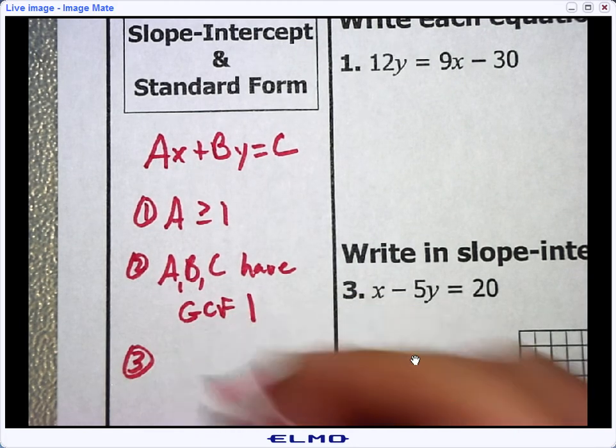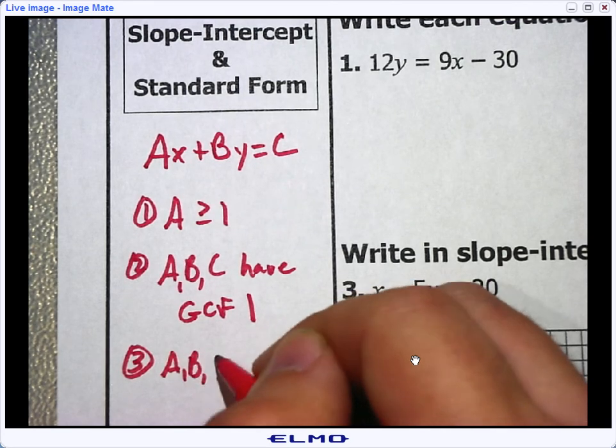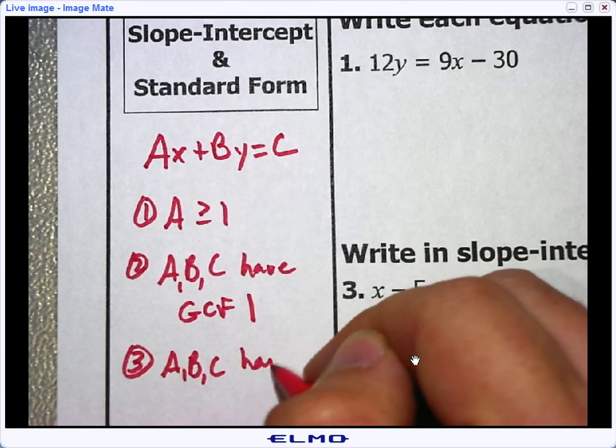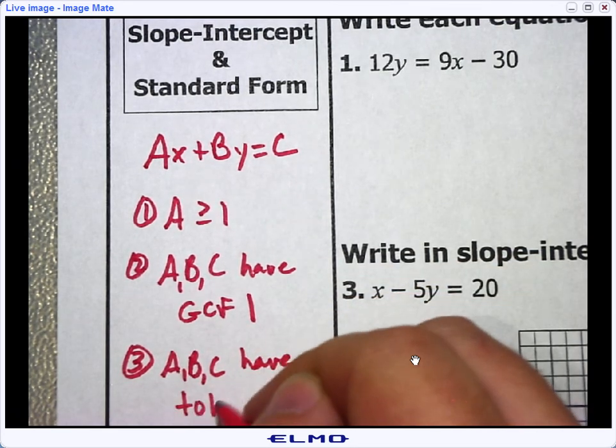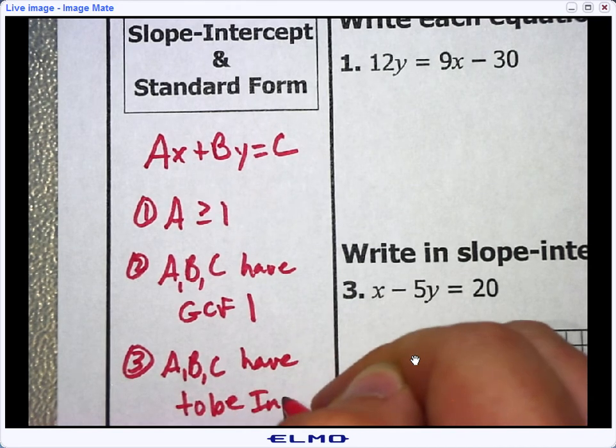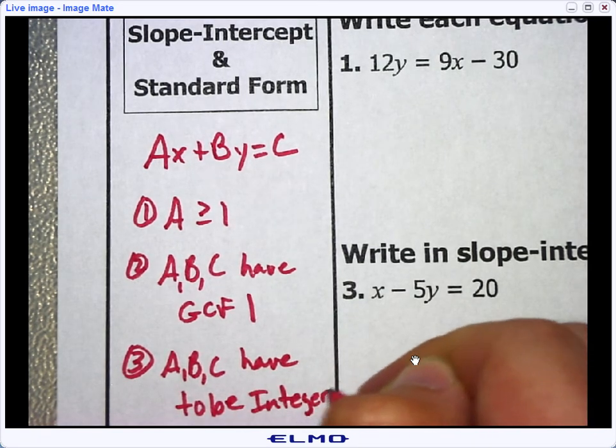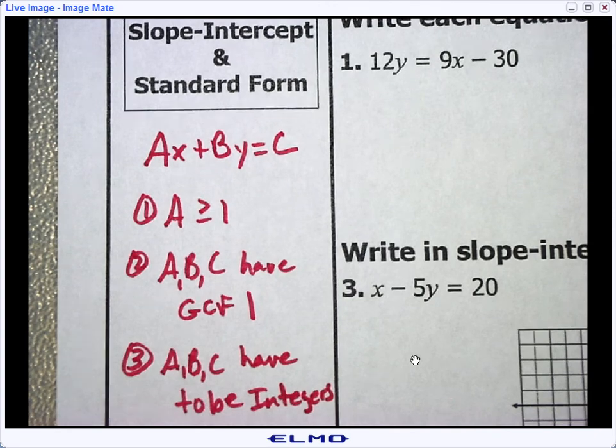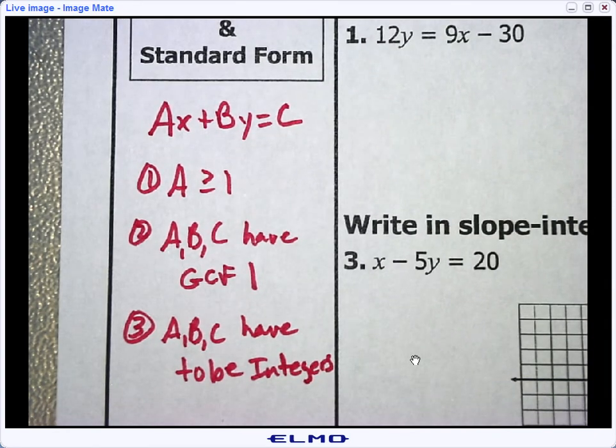And the third condition, the A, the B, and the C have to be integers. In other words, the A, B, and C, they cannot be fractions, they cannot be decimals. And if they are, we have to fix that.